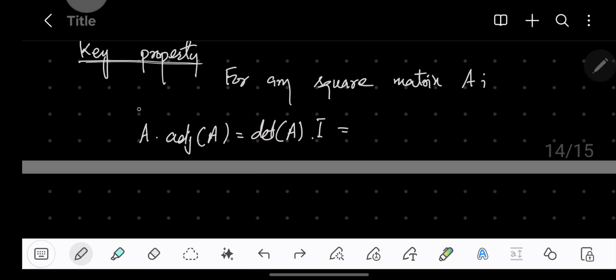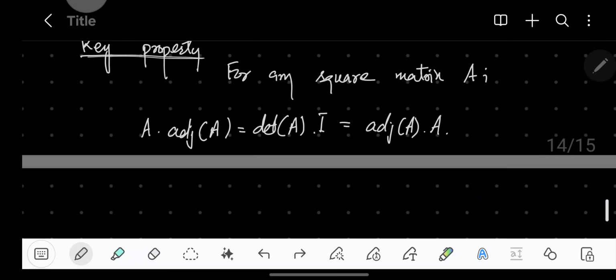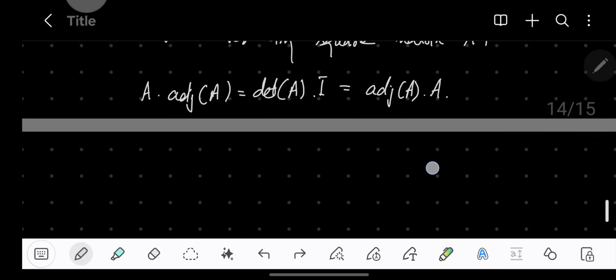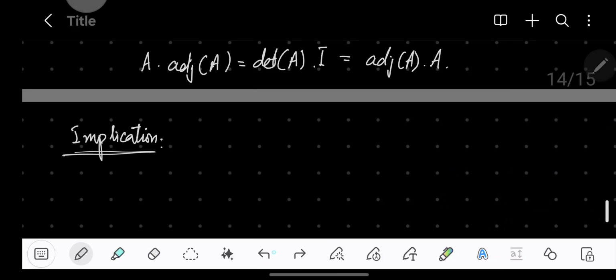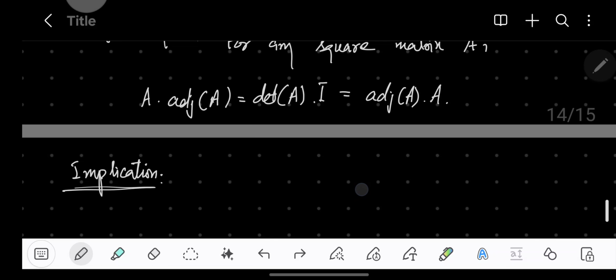Similarly, if A times adjoint is this thing, then adjoint times A is also this thing. So this is the property which is used to find the inverse of the matrix. So here is the implication.